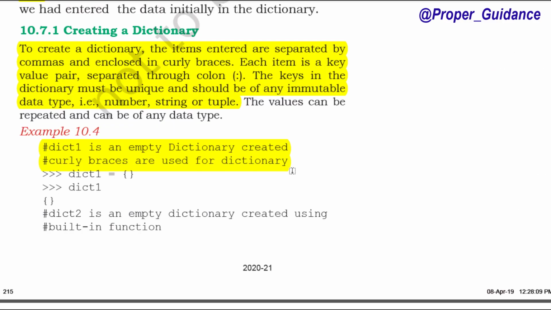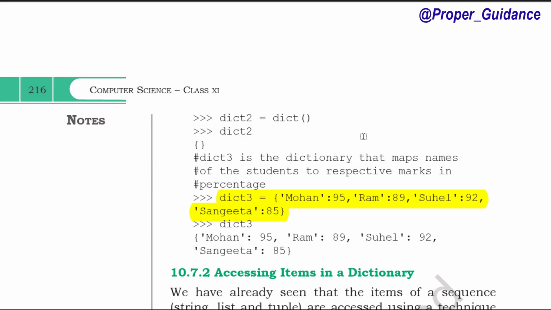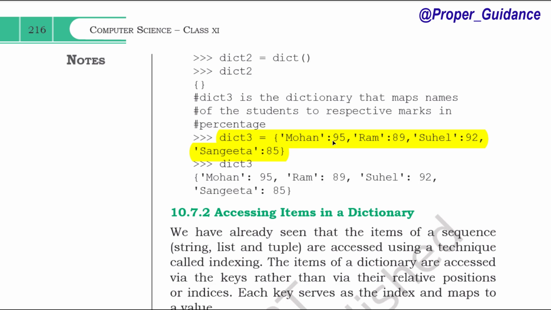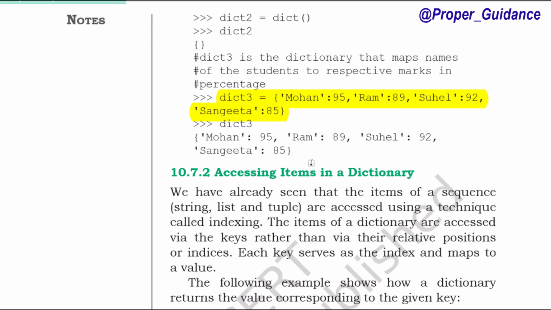Now, what we have seen here, to create a dictionary, the items entered are separated by commas and enclosed in curly braces. Each item is a key value pair separated through colon. So this particular section, Mohan colon 95, this is an element and this is a pair. Mohan and 95, this is a pair. Key and value is here. Ram 89, Suhail 92, and Sangeeta 85. All those things are pairs.